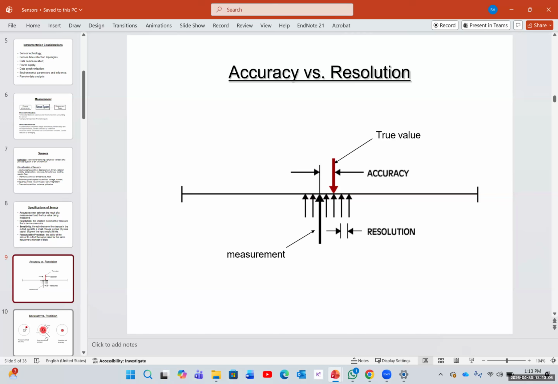Okay, and accuracy is how close we get to the actual value. And this graph shows a very interesting picture of the difference between the resolution, which is the steps, the difference between steps that we can get, and the accuracy, which is the difference between the true value and the measured value.